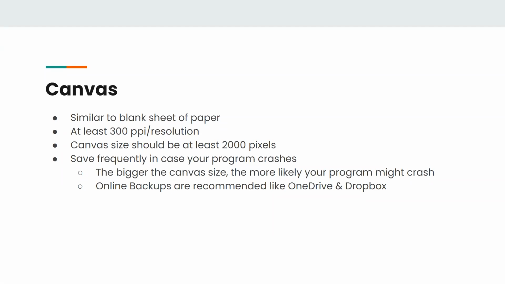The canvas size should also be at least 2000 pixels. So once again, as we said before, it doesn't get too blurry. So it's really important to get a good high quality canvas before you begin. Another thing we recommend is to save frequently in case your program crashes, because the bigger canvas size you work with, the more likely your program might crash. So there's even online backup programs like OneDrive and Dropbox, which can automatically save all your work so you won't ever lose your files.